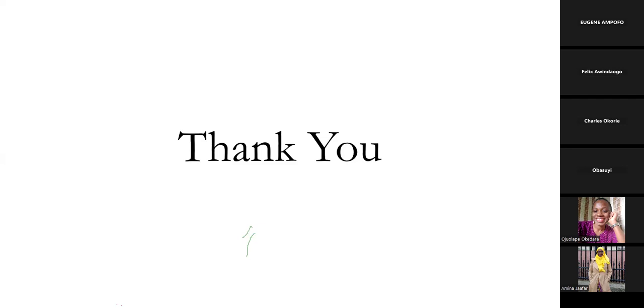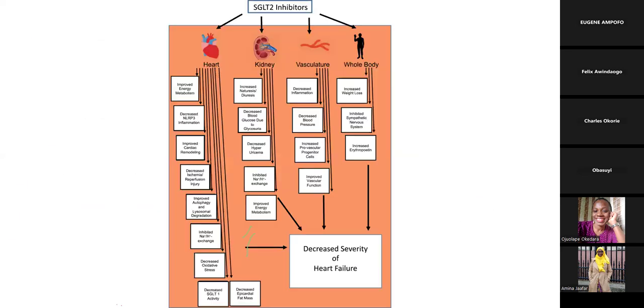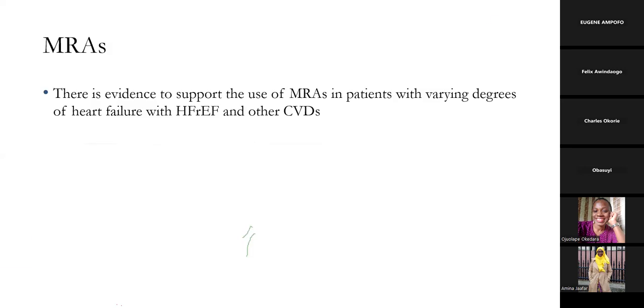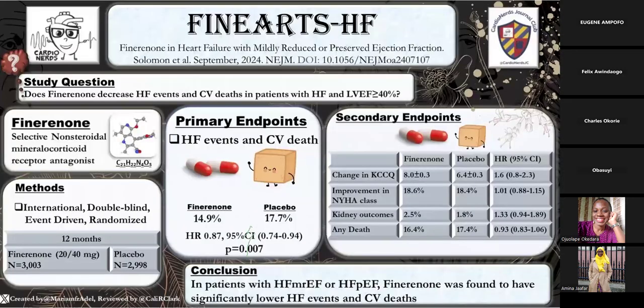Any other questions? Okay, so I know you went through it, but for the MRAs, if you can go over the trials again, especially the key ones that we need to know if we are asked to discuss this topic, or like in a Viva station. Just go over the RALES, the EPHESUS, and the EMPHASIS. Those 3, if that's okay.